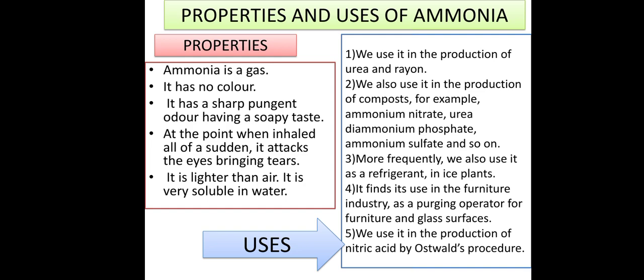Next we see properties of ammonia. Ammonia is colorless gas having strong pungent smell. It is lighter than air. It condenses to liquid at ordinary pressure at minus 33.4 degrees Celsius. It can be liquefied at 10 degrees Celsius applying 6 atmospheric pressure.